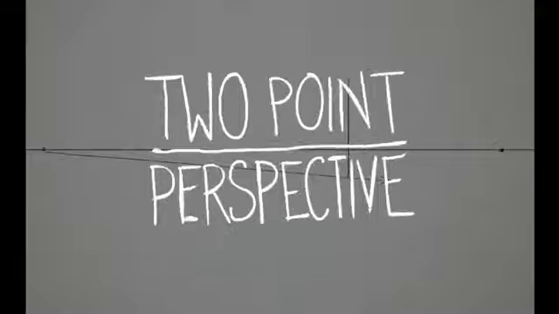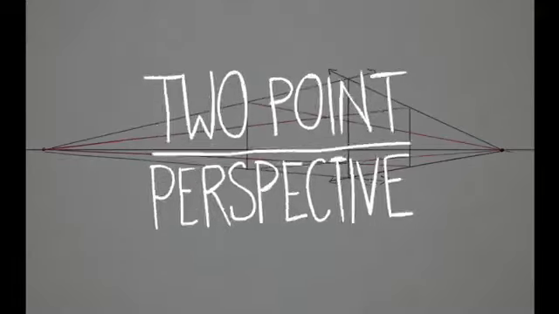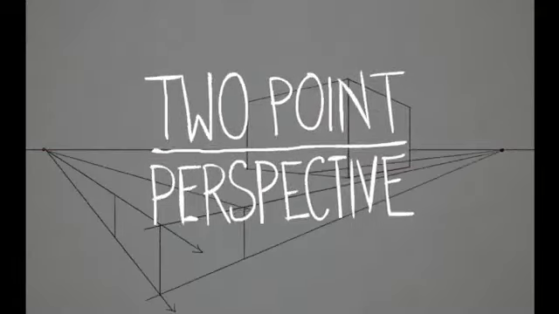In this lesson, we're going to take a look at how you can use two-point perspective to create the illusion of space and three-dimensional forms in a drawing. So let's go ahead and get started. The first step is to define the horizon line.